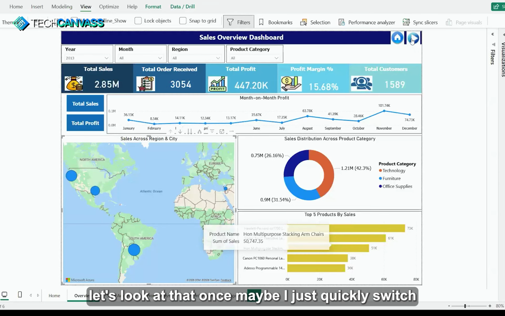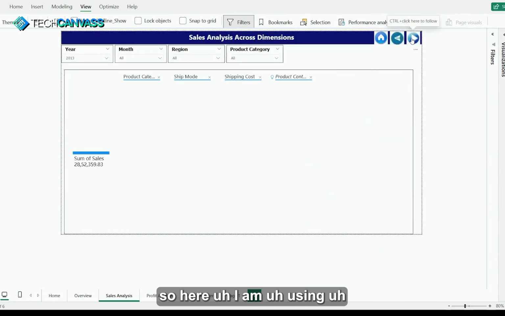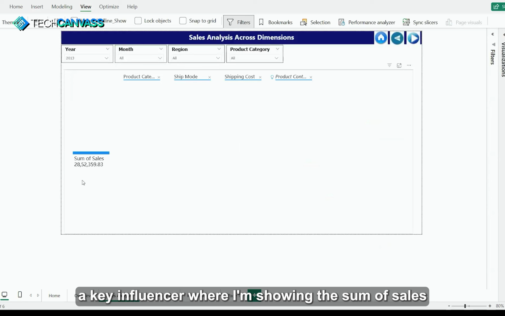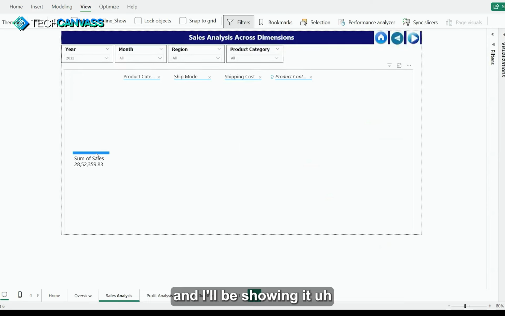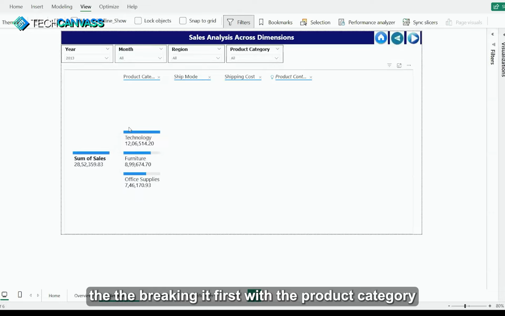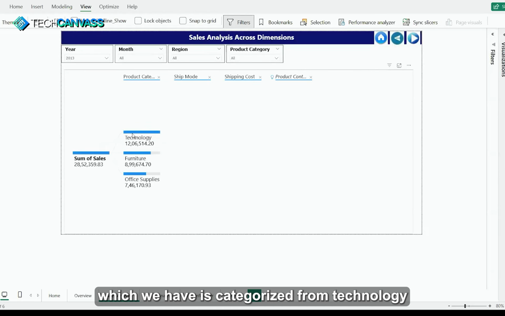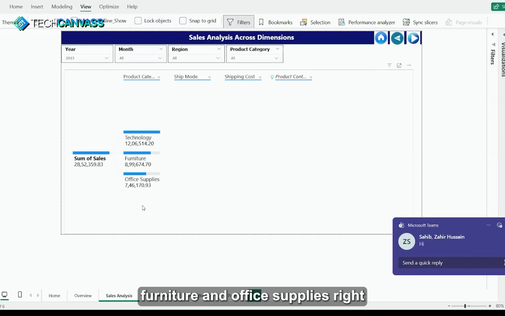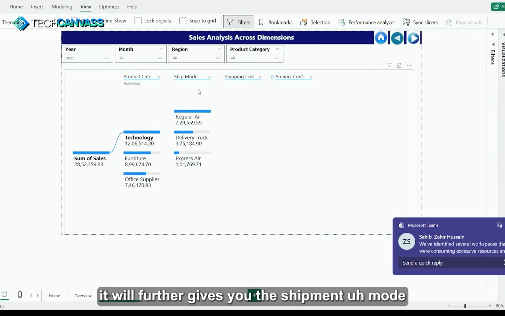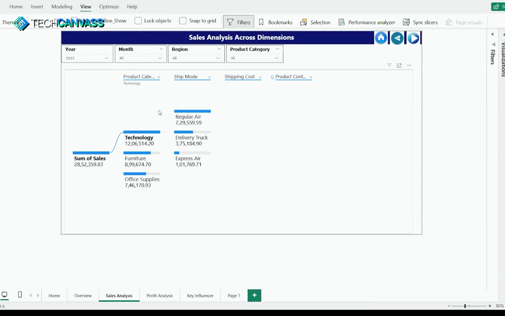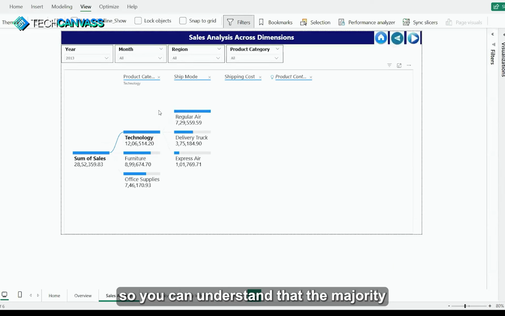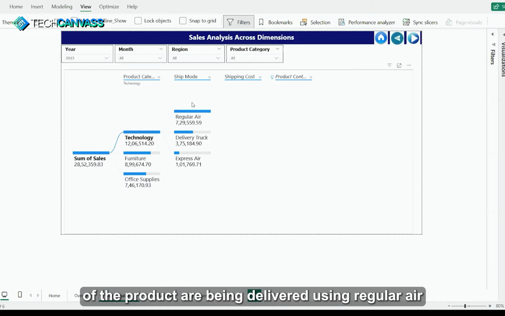Let's look at that once. Maybe I'll just quickly switch. So here I am using a key influencer where I'm showing the sum of sales, and I'll be breaking it first by product category. Now this sales for the year 2023 tells me that the overall sales which we have is categorized into technology, furniture, and office supplies, right? Then once you click on technology, it will further give you the shipment mode. Now, how technology related products we are shipping to the customer. So you can understand that the majority of the products are being delivered using regular air.